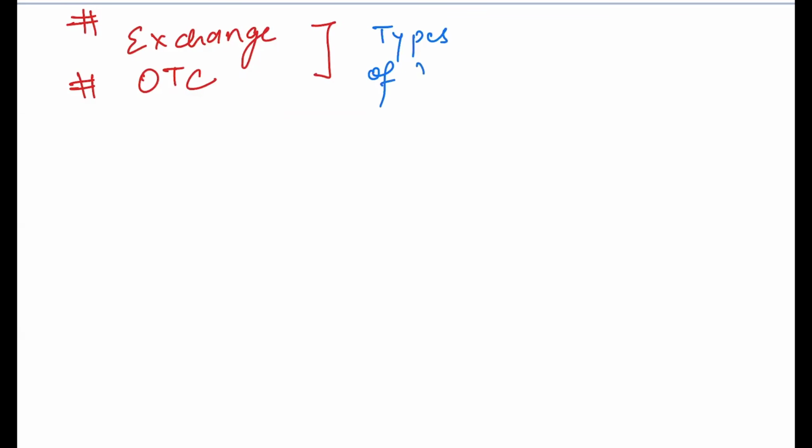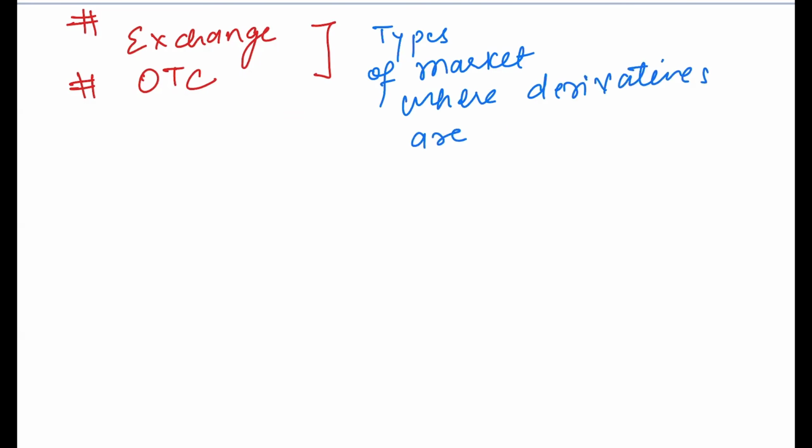Now, there are some common terms used in the world of derivatives, and you'll see most risk managers or traders talking about them. What are the terms? One is exchange, and the other is OTC. OTC refers to over the counter. These two are basically the types of markets where derivatives are sold and bought. Let's understand each of them.